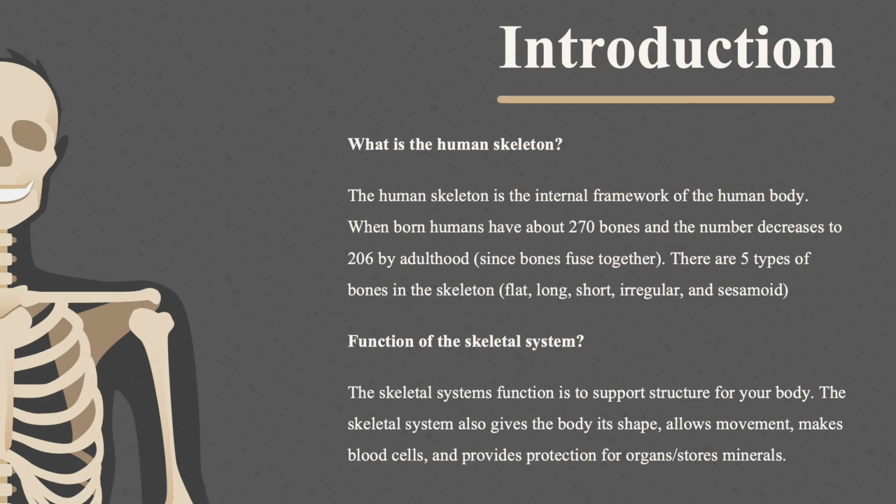First, I would like to introduce what the human skeleton is. The human skeleton is the internal framework of the human body, and we are born with about 270 bones, and that number does decrease to 206 by adulthood since our bones have fused together. There are 5 types of bones in the skeleton, which consist of flat, long, short, irregular, and sesamoid, and will be covered more in depth later on.